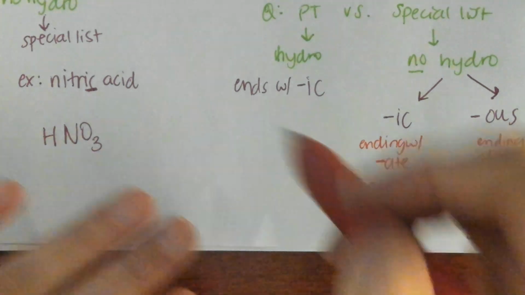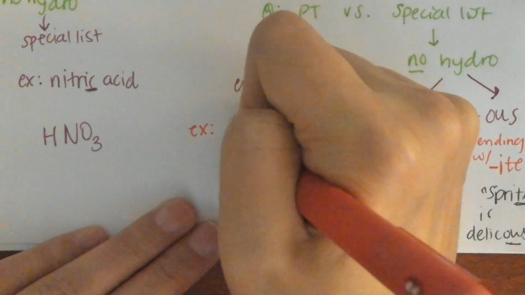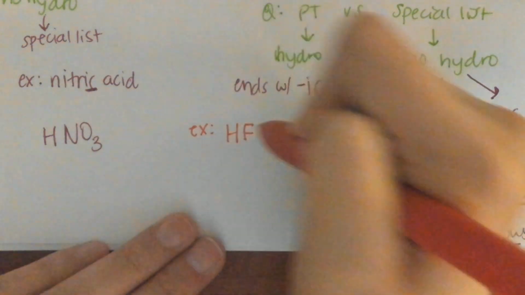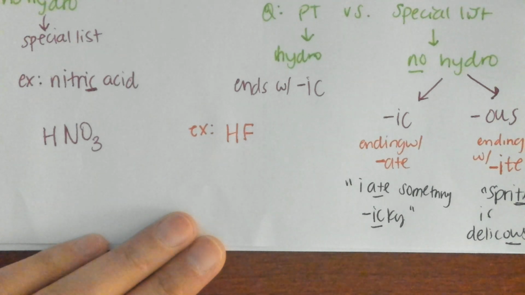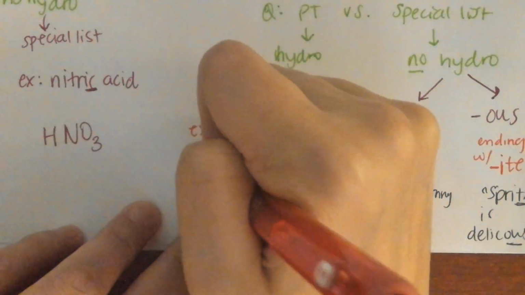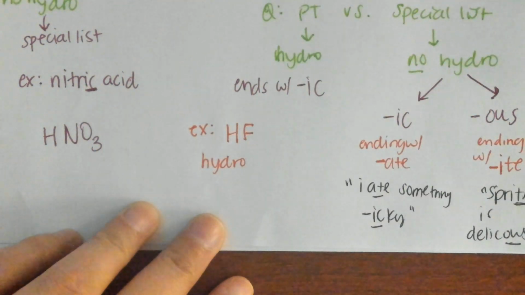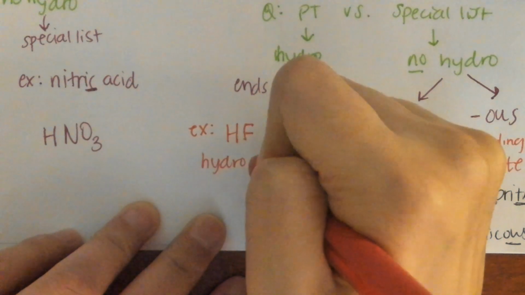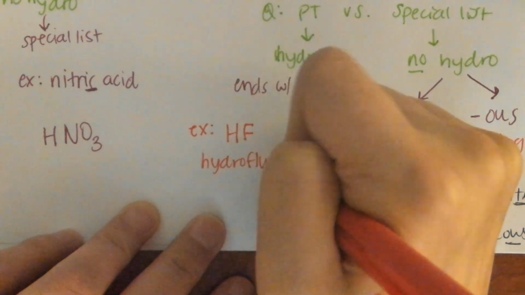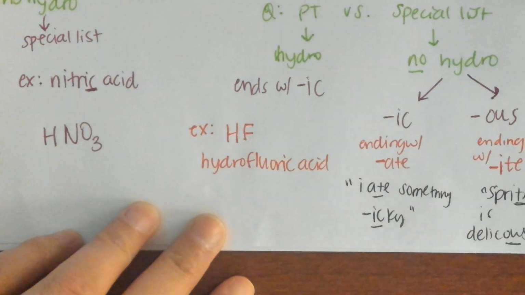Alright, let me give you an example. HF. Since that comes from the periodic table, you immediately write hydro. And then what's F? Fluorine, so it turns into what? Hydrofluoric acid. You have to write acid at the end as well.